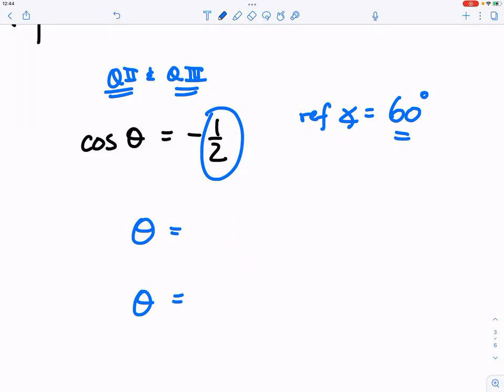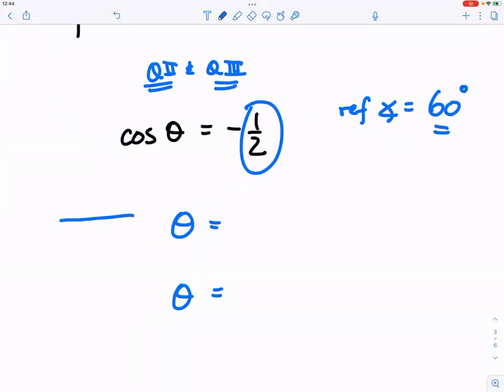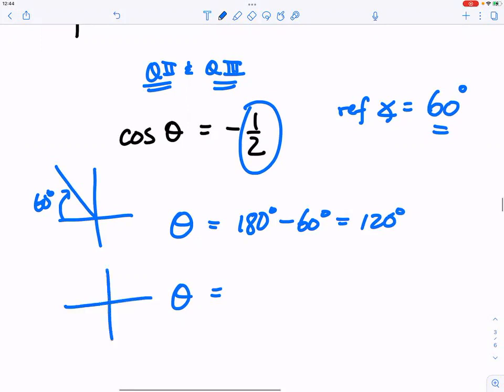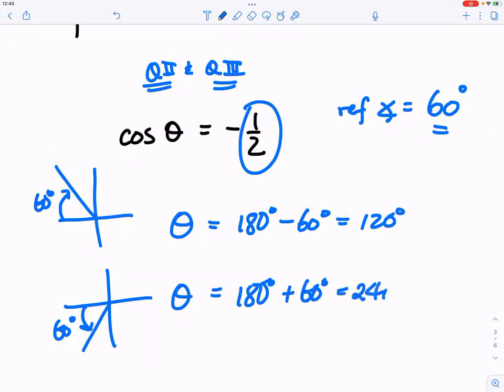Actually, hold on. Let me draw the picture first. It's better to have a picture. So that means we have to have 180 minus 60 degrees to give you 120. That's the angle in quadrant 2. And the angle in quadrant 3 is going to be 180 plus 60, which is 240 degrees.